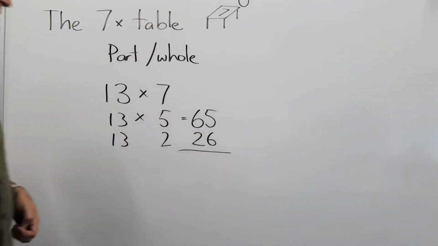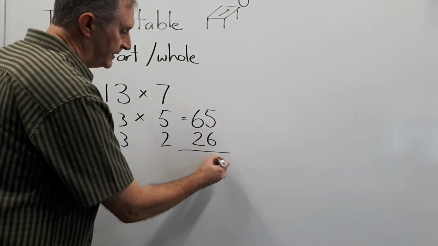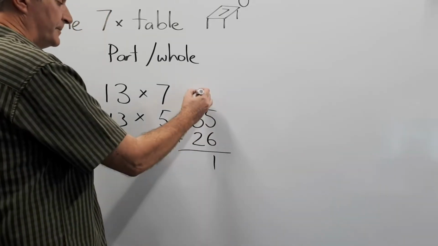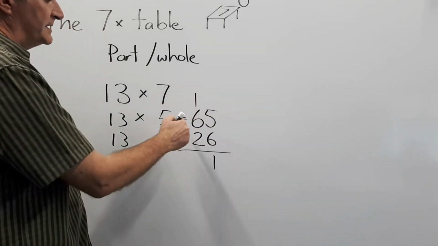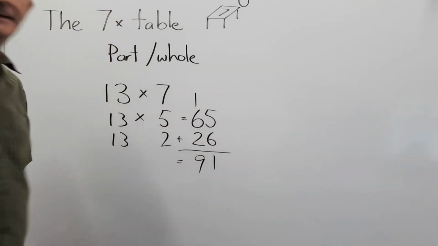And then we can add those together to get our 13 times 7. So 6 and 5 is 11. You remember how to do these algorithms, right? Carry the 10 up with the other 10s. You've basically got 6 plus 3, which gives you 91. Who got 91 already? Nice one.